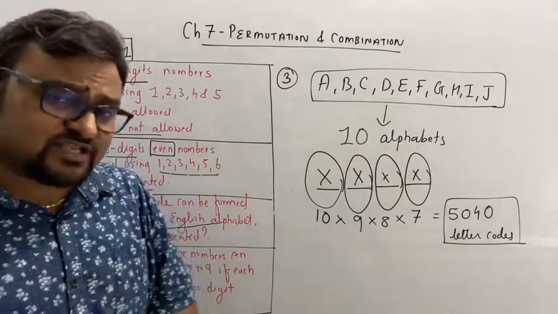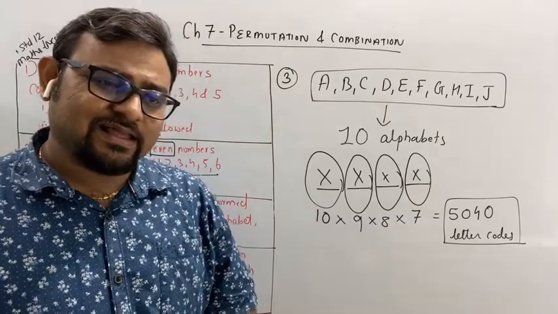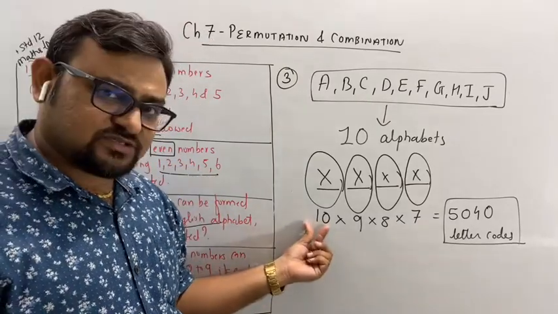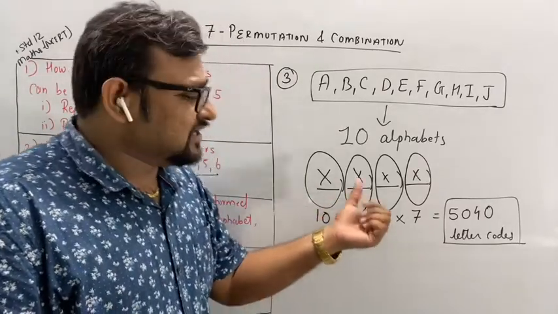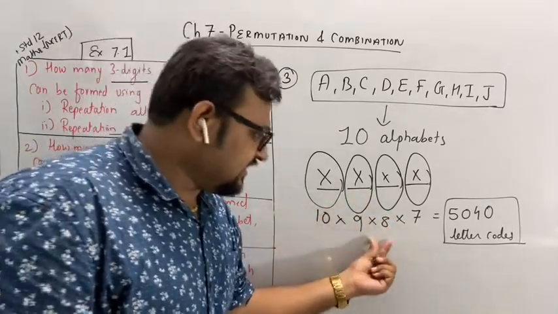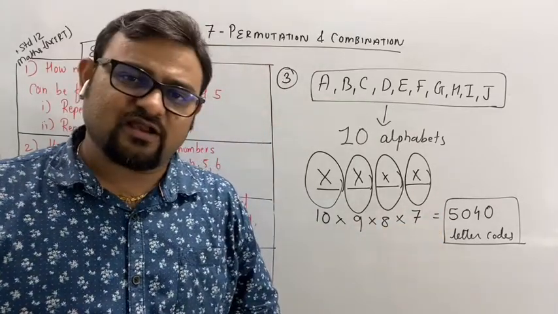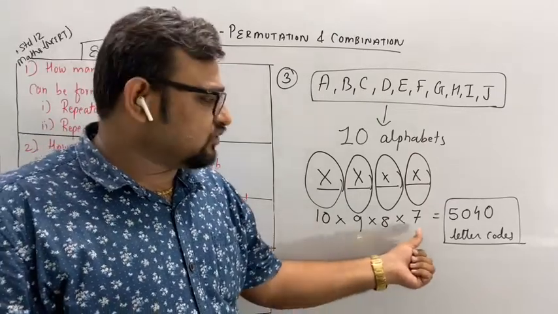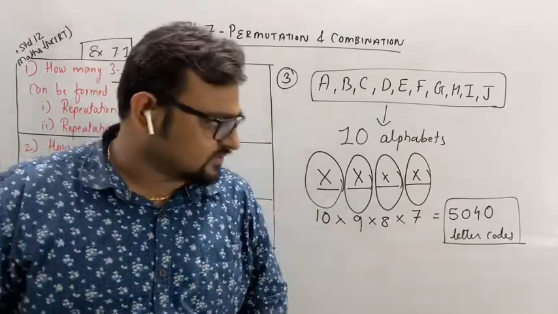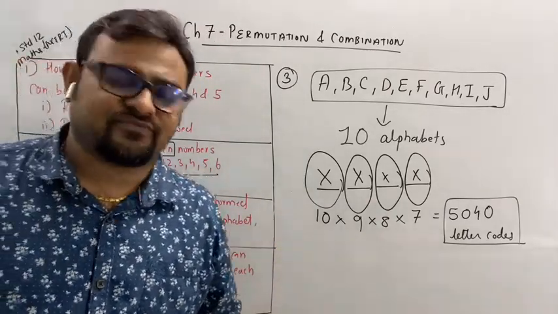Now, if the question is such that you can repeat the letter, then here there are 10 options. When you place the next one, you can use the earlier ones again. So again 10 options, again 10 options, and again 10 options. Clear? So at that time it will be 10 into 10 into 10 into 10, that will be 10,000. Okay? So at present, note down question number 3.